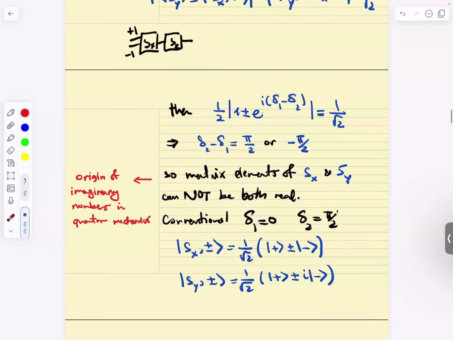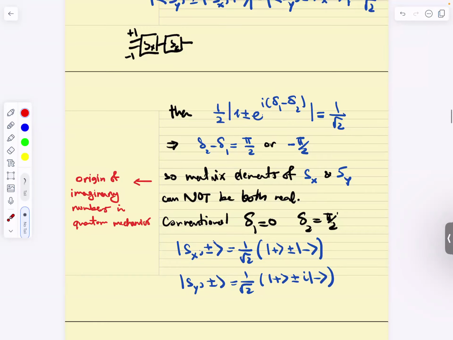So it is conventional to pick S of X with delta 1 equals 0 and delta 2 equals pi over 2. This way, at least S of X plus and minus are real, have real coefficients, but this one has an i. You could pick another convention, that's okay. But this is a Wikipedia-level convention that everybody uses. All right, any questions?